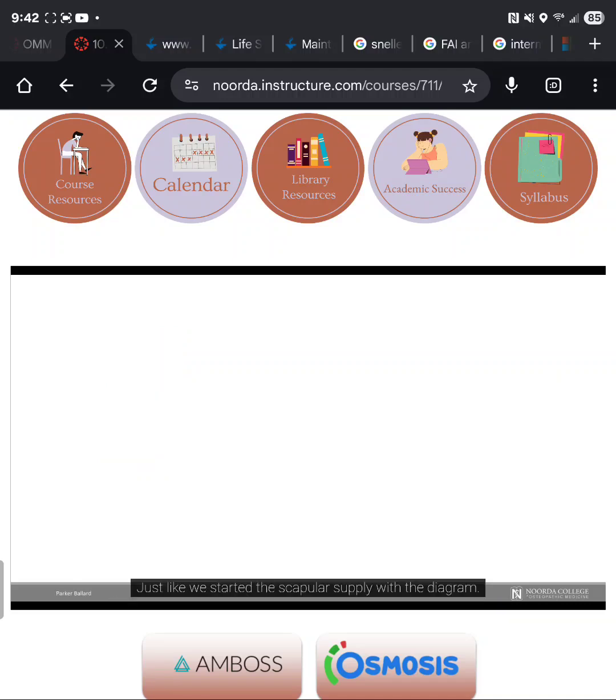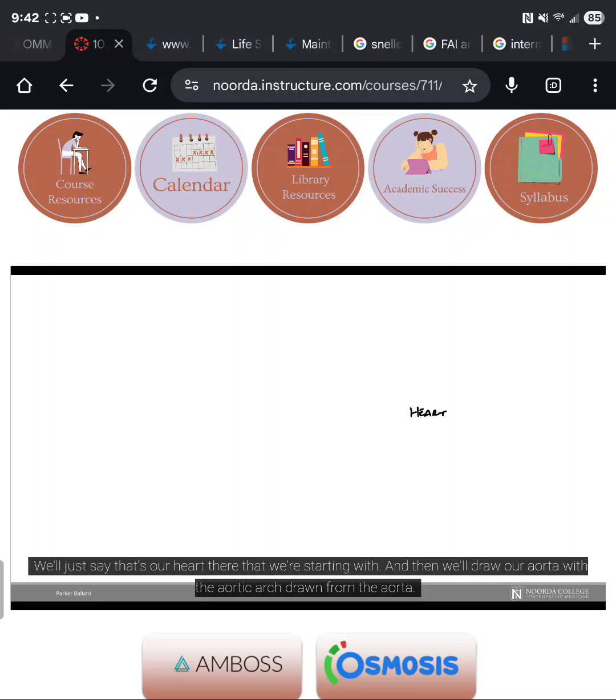Just like we started the scapular supply with a diagram, we're going to start this video with a diagram as well. So we'll write out the word heart. We'll just say that's our heart there that we're starting with. And then we'll draw our aorta with the aortic arch. Draw an A for the aorta.